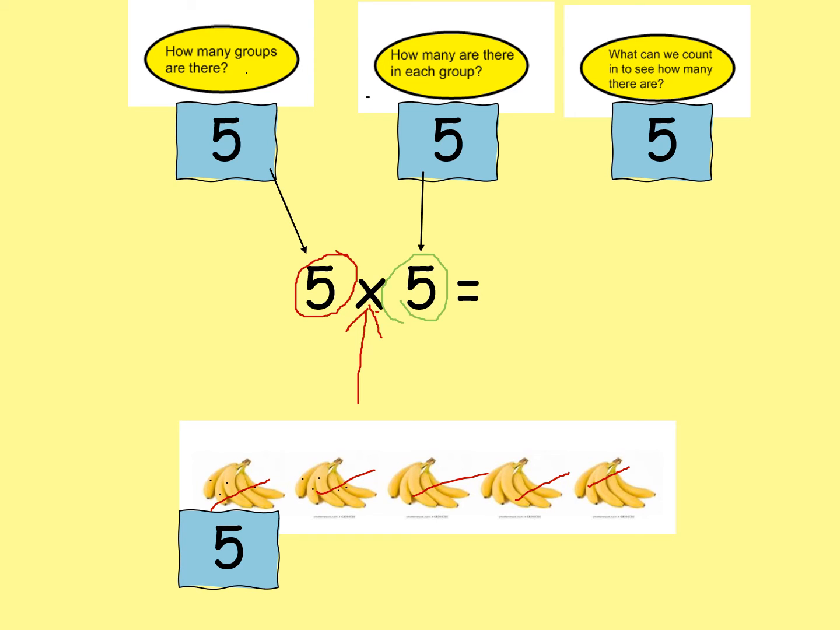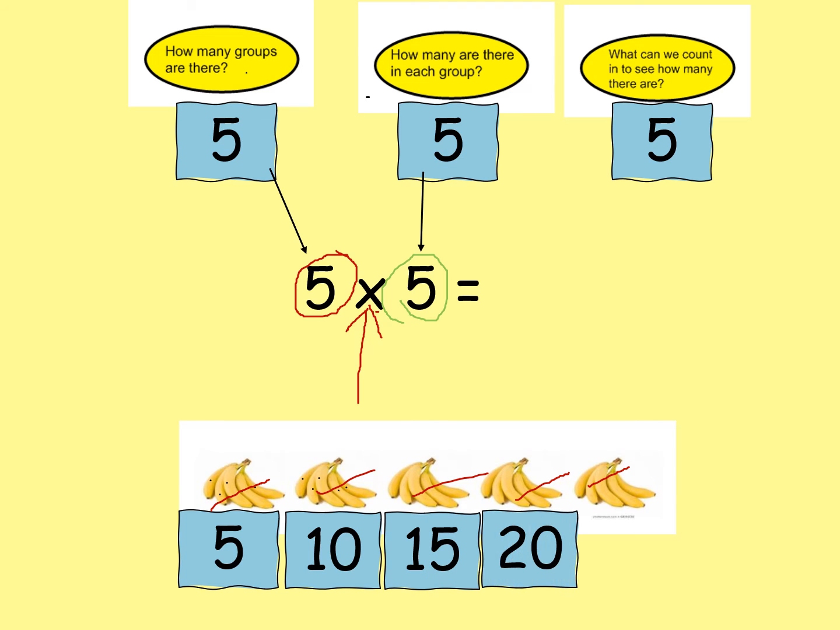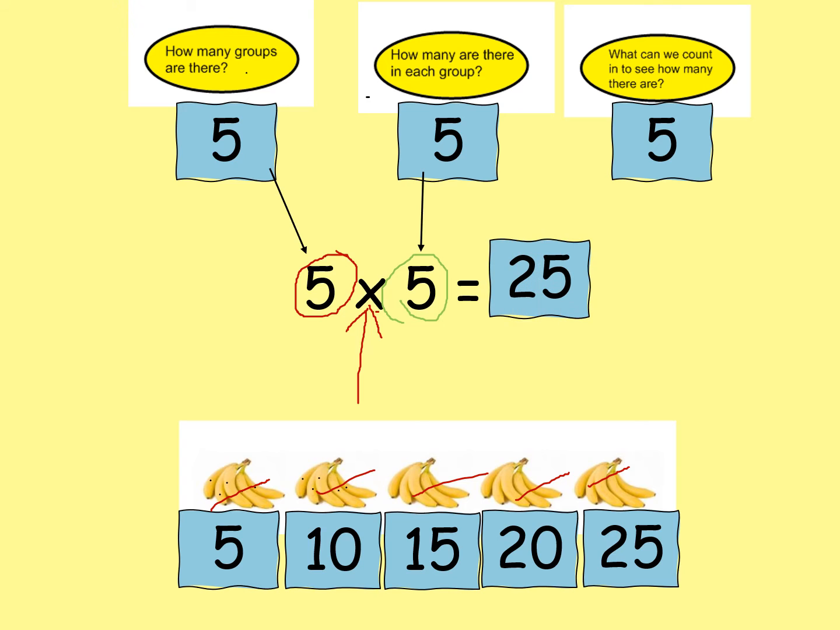So I'd like you now, children, to have a go, pause the video, and count in your 5s and find out how many bananas there are altogether. So let's do it together then. We've got 5, 10, 15, 20, 25. So 5 groups of 5 bananas makes 25. There are 25 bananas all together.